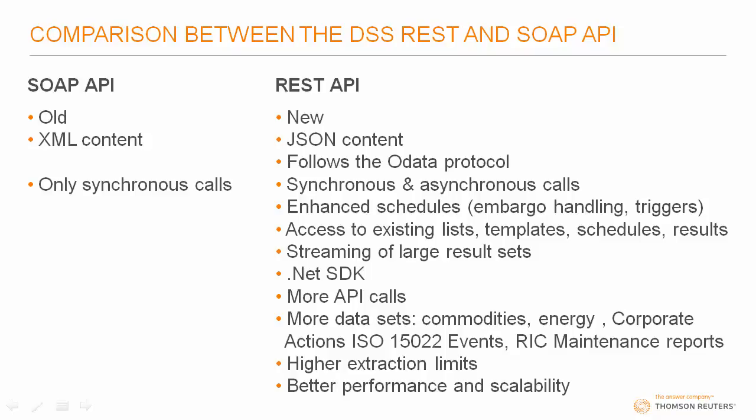The REST API is richer, has a .NET SDK, more API calls, and gives access to more data, like commodities, energy, corporate actions ISO 15022 events, and rig maintenance reports. It also has higher extraction limits and better performance.